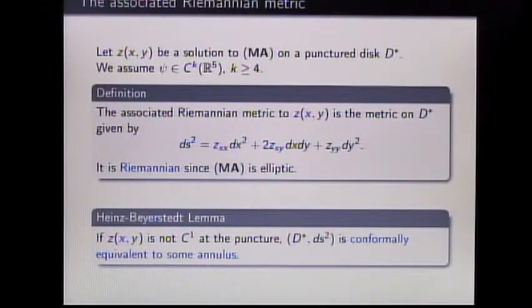We have a result of Hidalgo and Ganzburg (Hind and Begested) that says that if you have a real isolated singularity, that is, if the solution is not regular at the point, then the punctured disk you are working on, with this metric, has the conformal structure of an annulus. That is, there exists a conformal diffeomorphism from your punctured disk with this metric into a certain annulus. Okay?